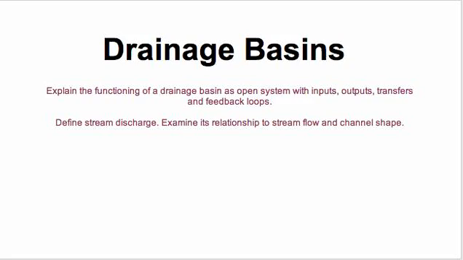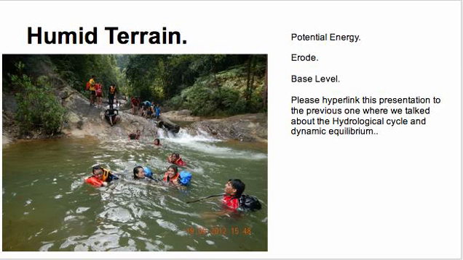We may need to have a discussion in class about exactly what feedback loops are, because we haven't looked at those in so much detail. One term that you will need to know is humid terrain. Hong Kong is a good example of a humid terrain. That's landscape that is dominated by water and is mainly sculpted by water.